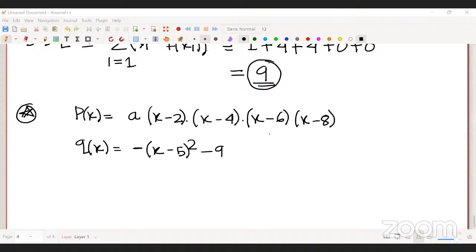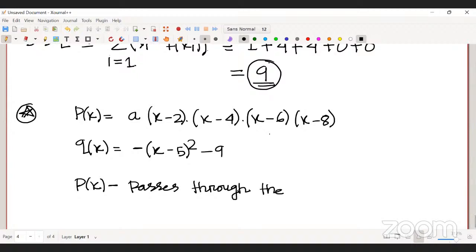So P of x crosses the vertex of Q of x. And in the equation Q of x, instead of minus 9, there is minus 18. So instead of 9, it's 18. Yes, sir. Fine. So P of x passes through the vertex of Q of x. So then the question is, find the value of a, right? Yes, sir.